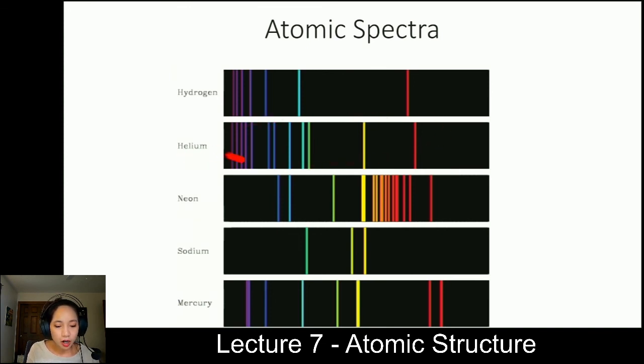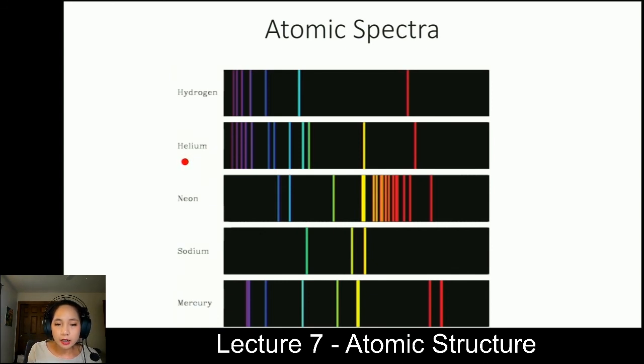The helium atomic spectrum actually looks very distinct from the hydrogen atomic spectrum. See that we have this yellow line that appears in the helium spectrum. And remember, all of these lines correspond to different transitions between different energy levels. And because these are all emission lines, it means electrons are falling from higher energy levels to lower energy levels.